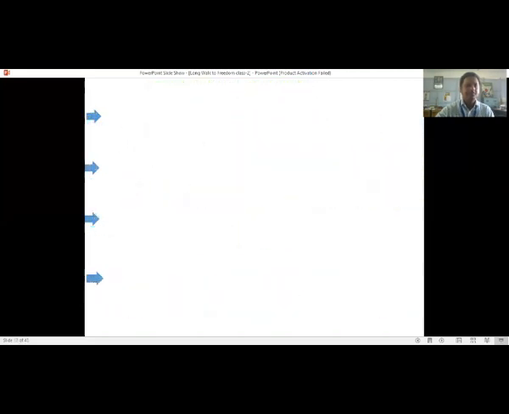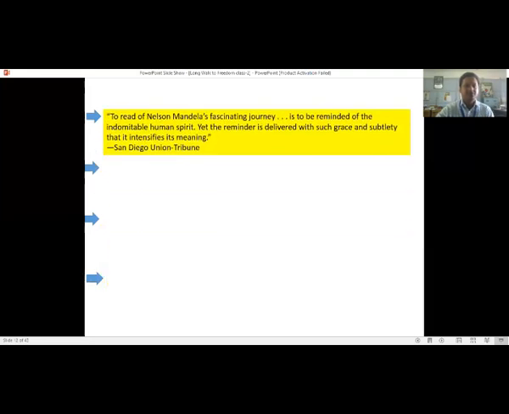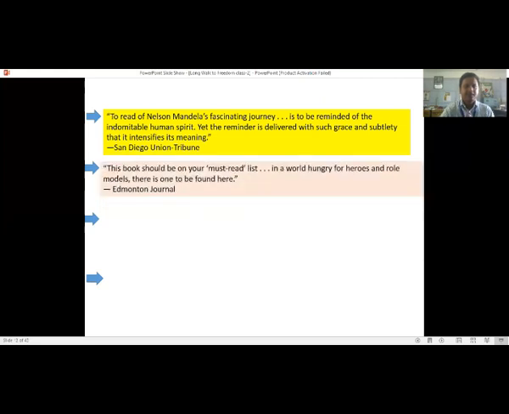Some more remarks for you on the book Long Walk to Freedom, dear students. Let's see. To read of Nelson Mandela's fascinating journey is to be reminded of the indomitable human spirit. It tells us the indomitable human spirit. Yet the reminder is delivered with such grace and subtlety that it intensifies its meaning. Written in San Diego Union Tribune. This book should be on your must-read list. In a world hungry for heroes and role models, there is one to be found here in Nelson Mandela. Edmonton Journal.